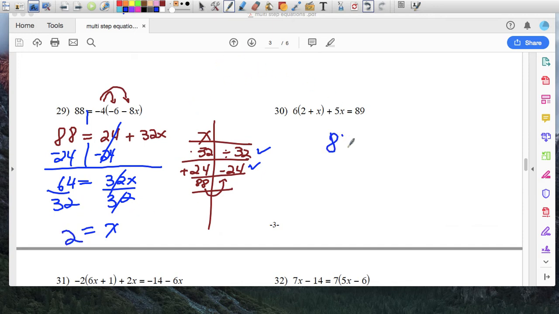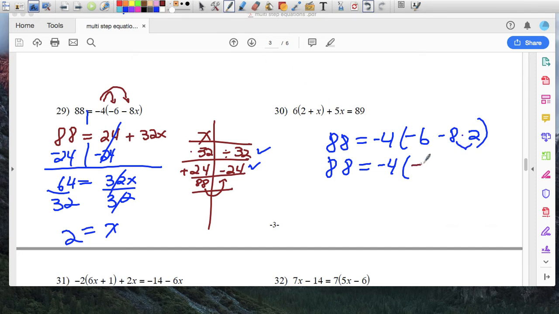Substitution. 88 equals negative 4, parentheses negative 6, minus 8 times 2. Let's see if that really works out to 88. So let's wait on the negative 4. Let's not do the distributive property. Let's take care of the inside. Inside says the multiplication first, right? So negative 6 is going to just hang out a little bit. And negative times a positive is a negative, and 8 times 2 is 16.